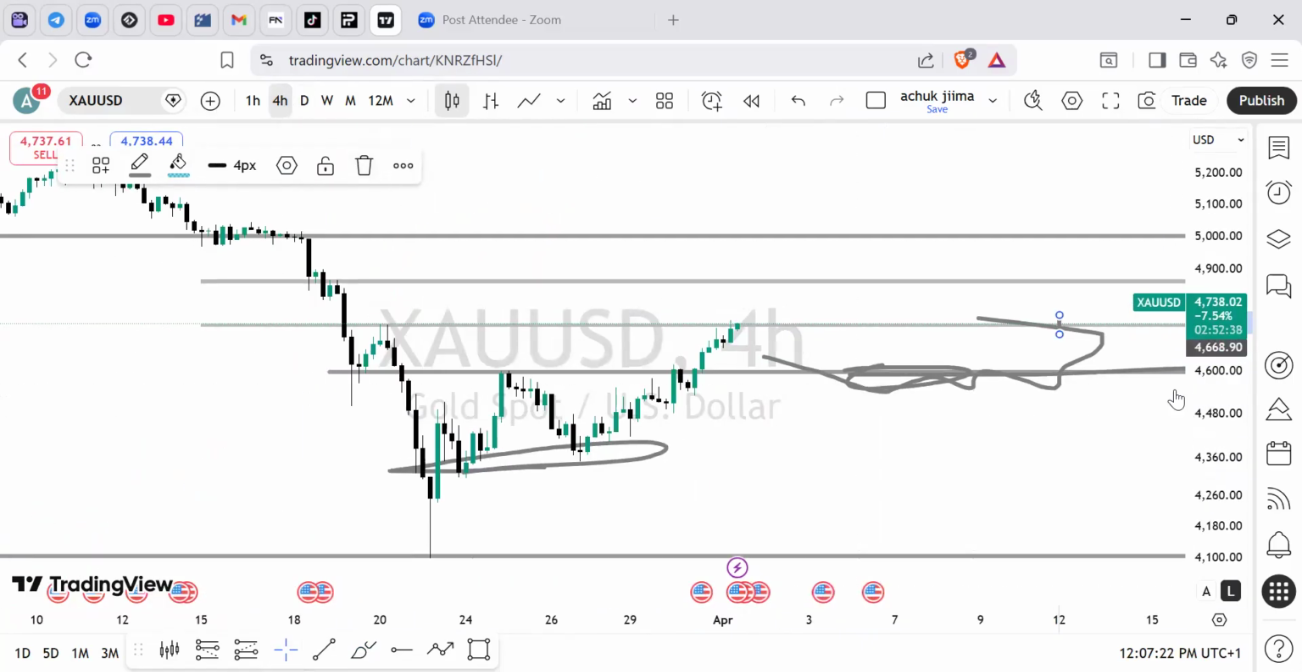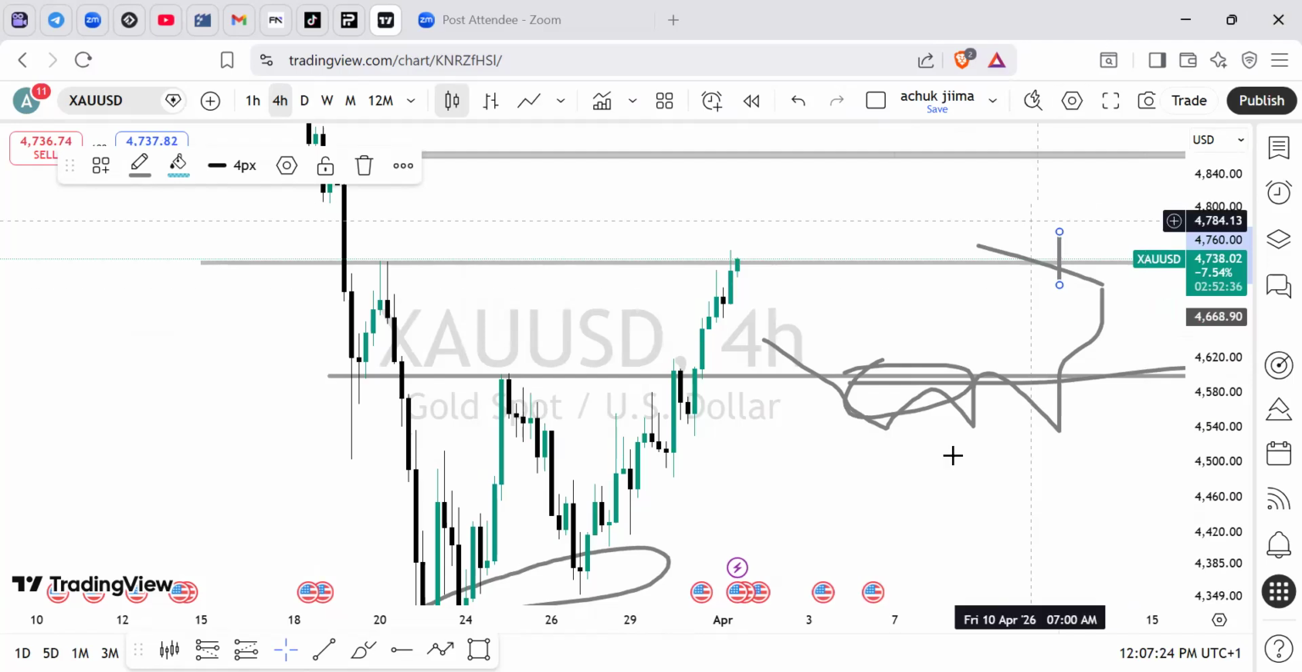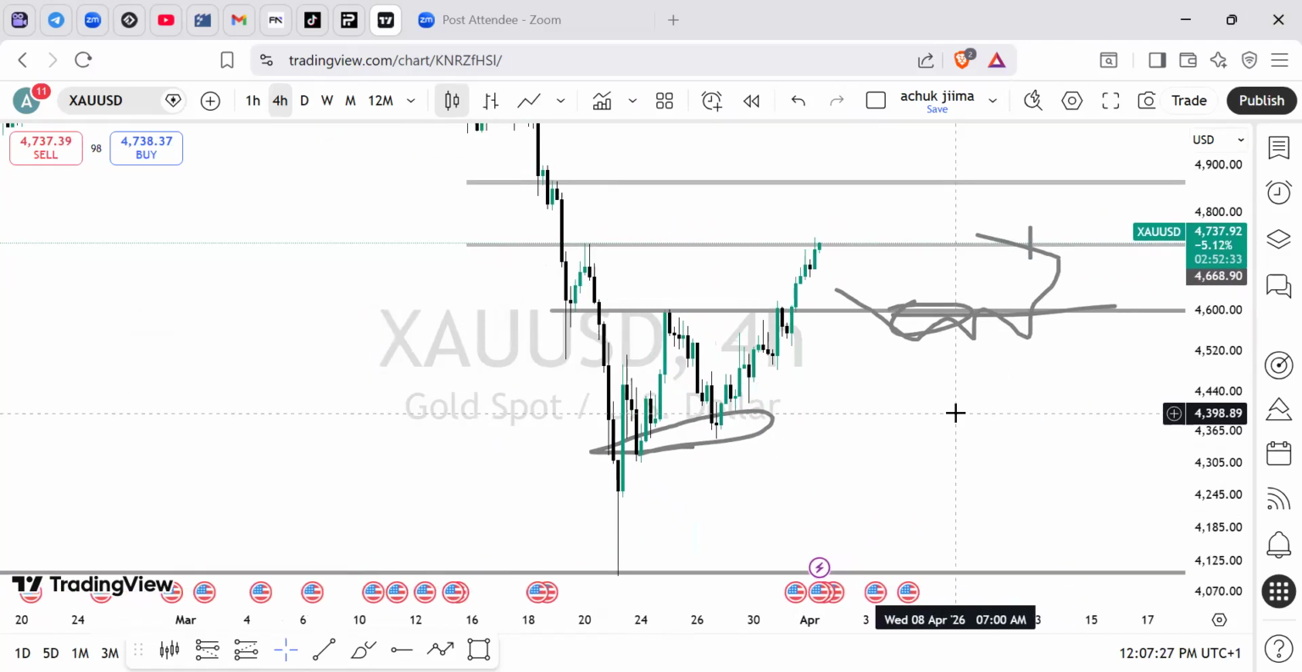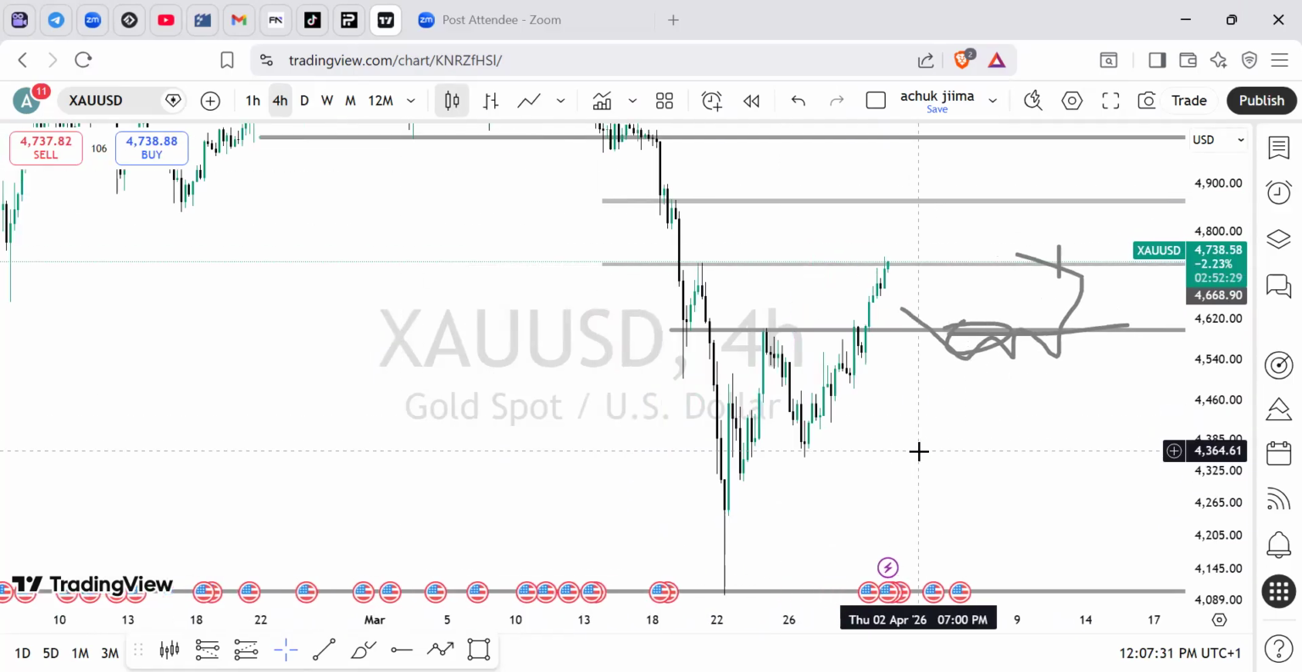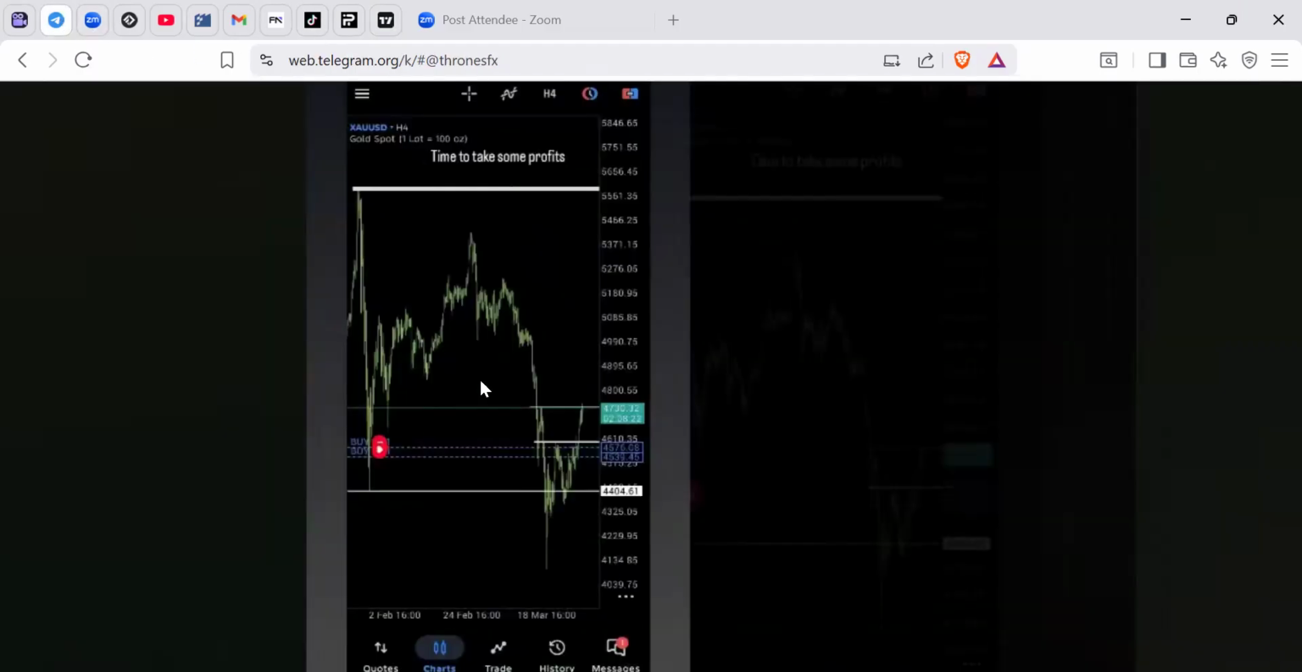On the 4-hourly, you also want to observe trades. You want to observe how the market is behaving. Now, we cannot just be here without explaining our buy entry. So we had our buys, which we are holding now from here. Let me get you the price.